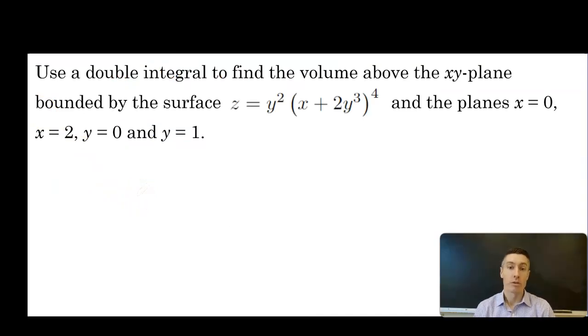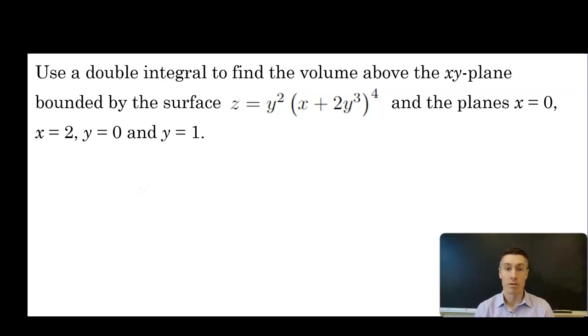Use a double integral to find the volume above the xy plane bounded by the surface z equals y squared times (x plus 2y cubed) to the fourth, and the planes x equals 0, x equals 2, y equals 0, and y equals 1. So this problem really brings together the ideas of this video and the previous, in the sense that double integrals represent volume.